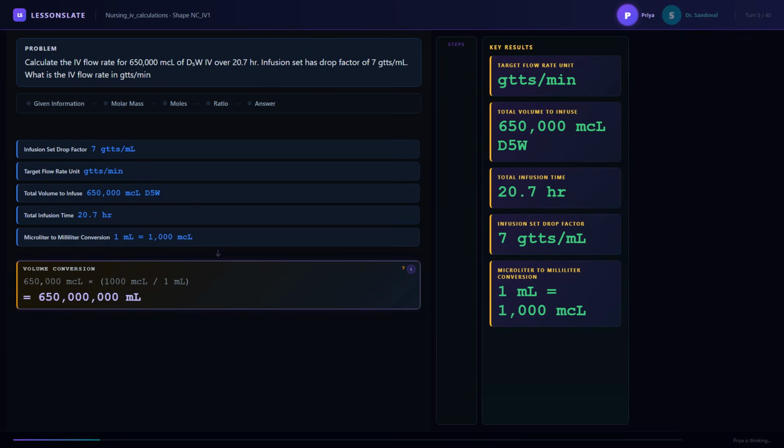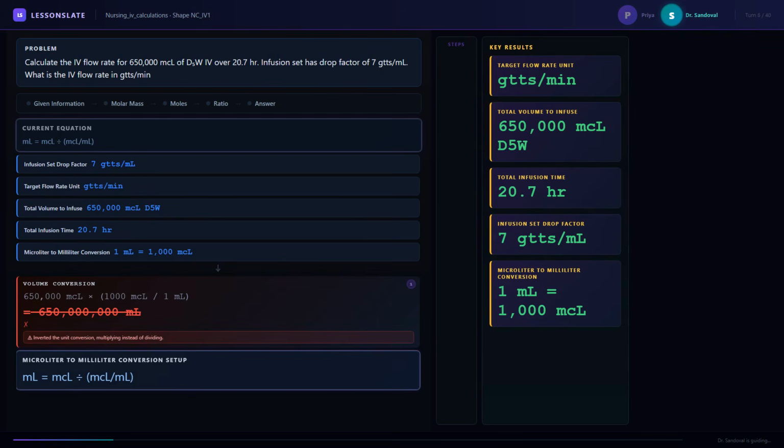You're right to question that number, Priya. 650 million milliliters is indeed a very large volume. You've correctly identified that you might have inverted the conversion. Remember, when you're converting from a smaller unit like microliters to a larger unit like milliliters, your numerical value should actually get smaller. Think about it.